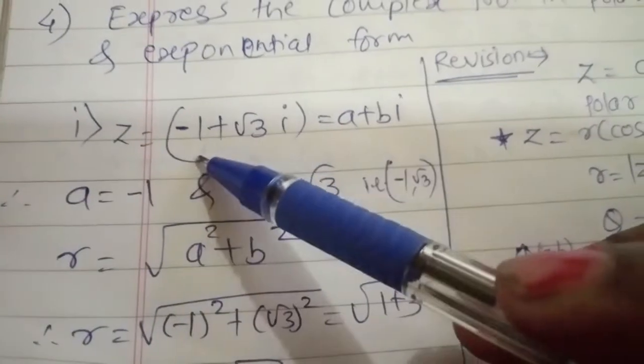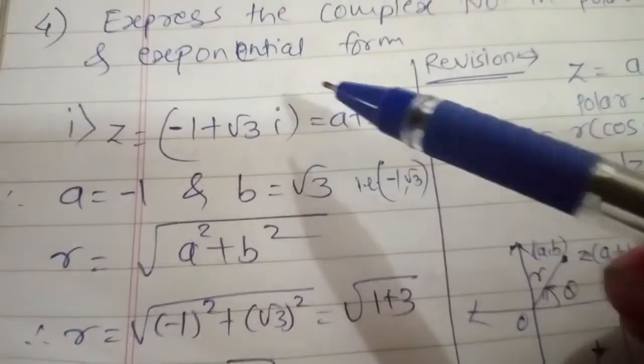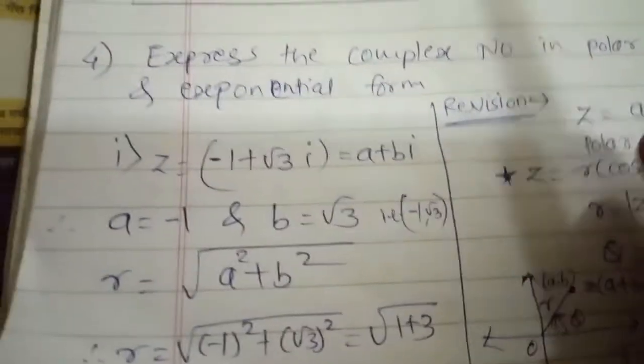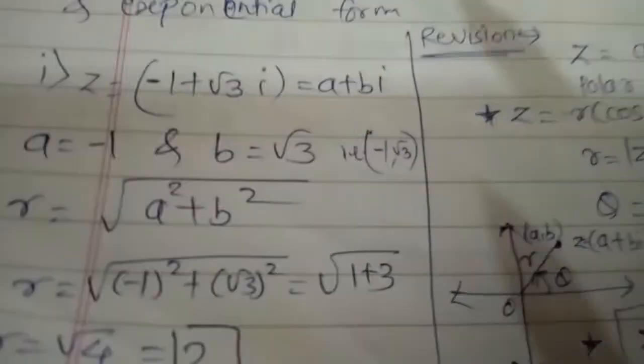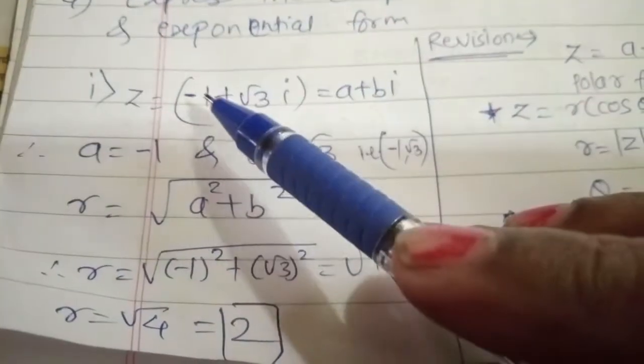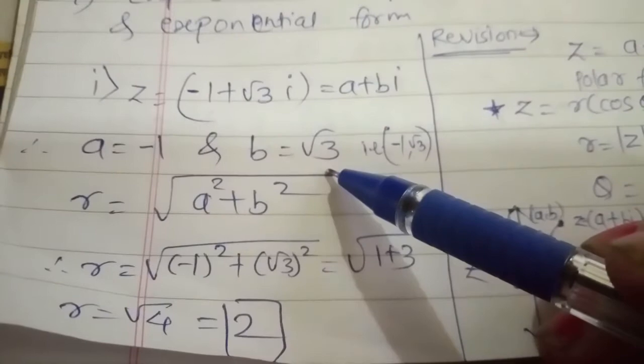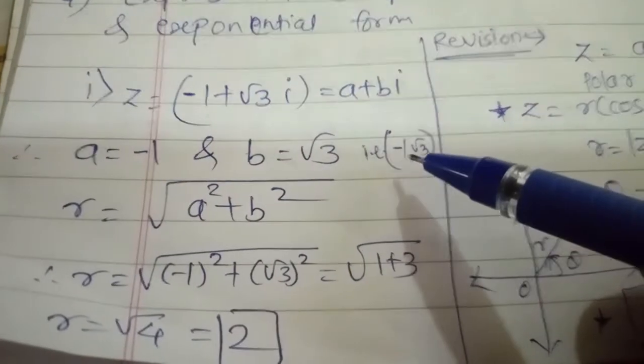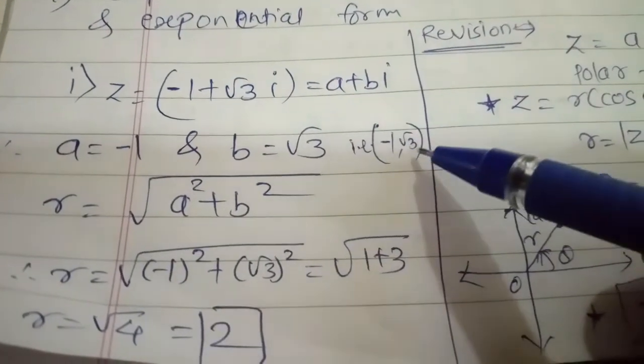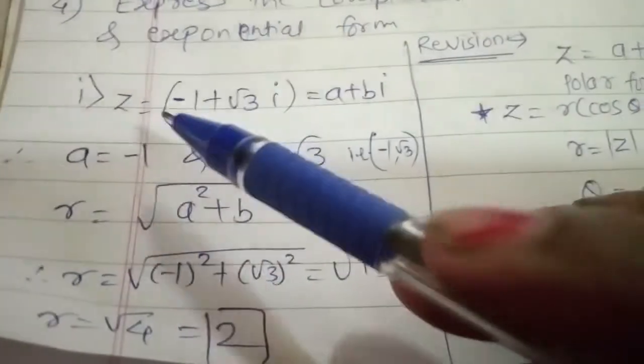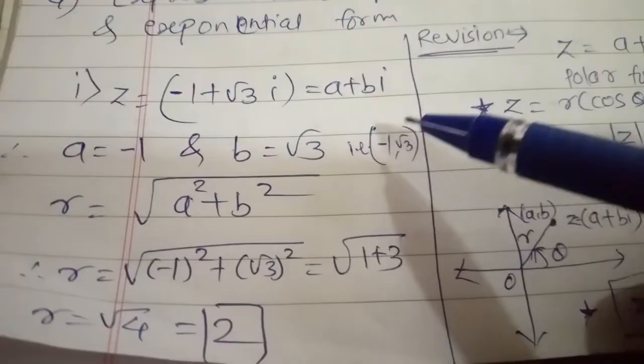So z is equal to minus 1 plus root 3i. First we have to compare it with the standard form of the complex number, that is a plus bi. So the value of a is minus 1 and b is root 3. So here the point we got is minus 1 and root 3. So this is the point.